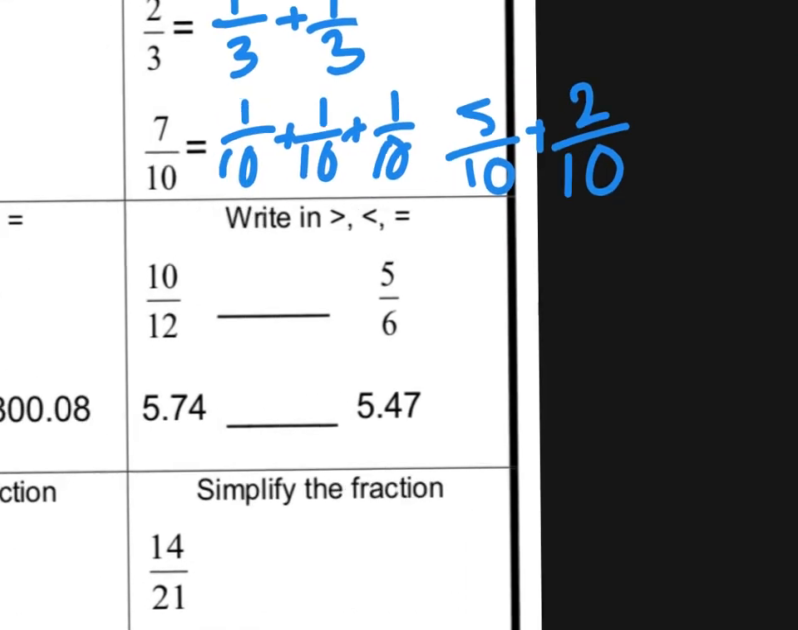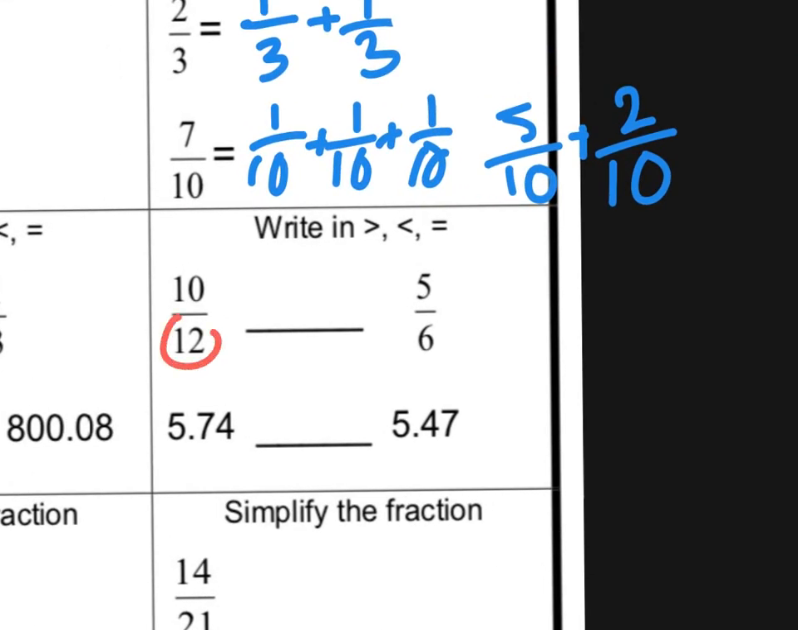For this one, we have to make our denominators the same. Let's keep that guy at 10/12. We'll do times 2 on this side and times 2 up top. And that way it will make it 10/12. And these two are actually equal. So 10/12 and 5/6 are equivalent.